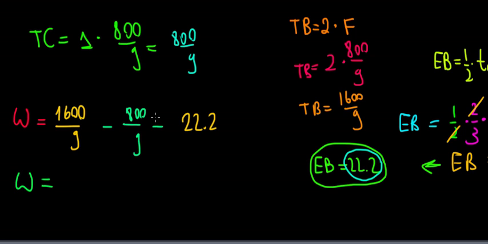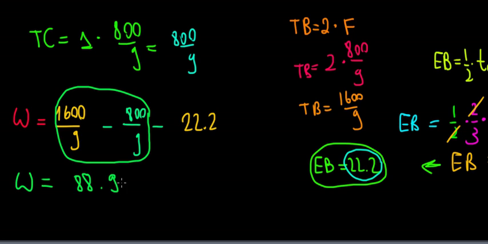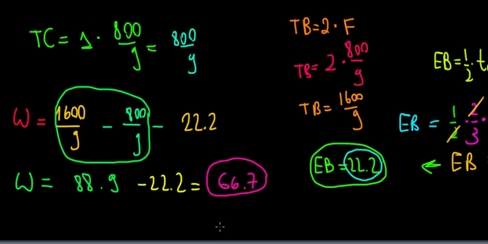And 800 over 9 is equal to 88.9 approximately. Let's just say 89 because we round up, minus 22.2, that's equal to 66.7. That would be the welfare when we take into account the marginal excess burden of providing the coffee.